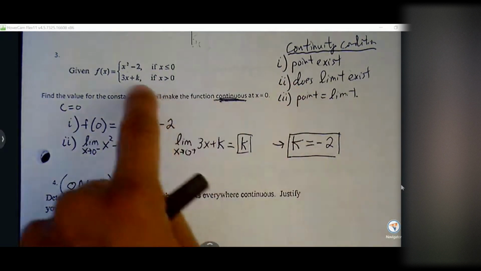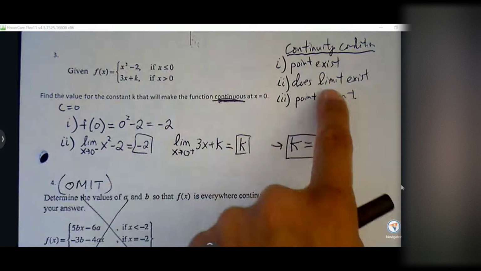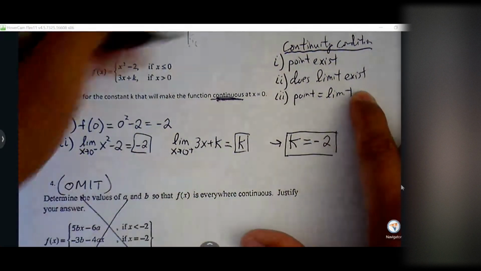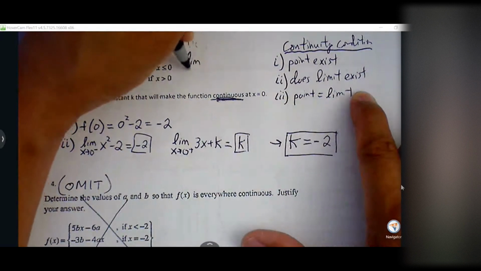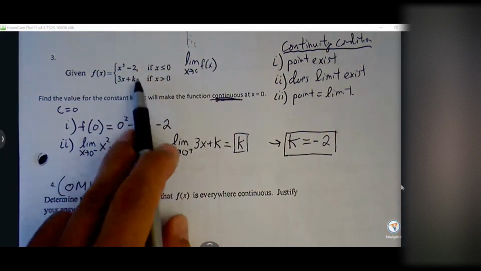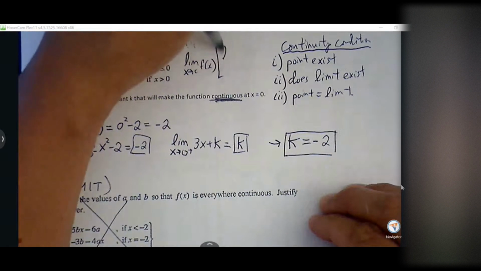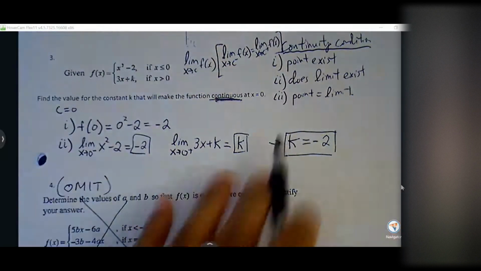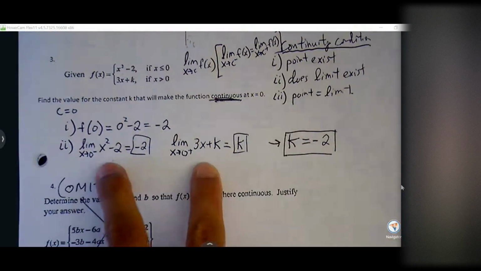Second condition, does a limit exist? We can't rely on one limit statement. Normally, it would be the limit as x approaches c of f of x. But because we have the function split on either side of 0, we have to do approaching c from the left side of c, and also approaching c from the right side of c. And that's the step that we're taking here.